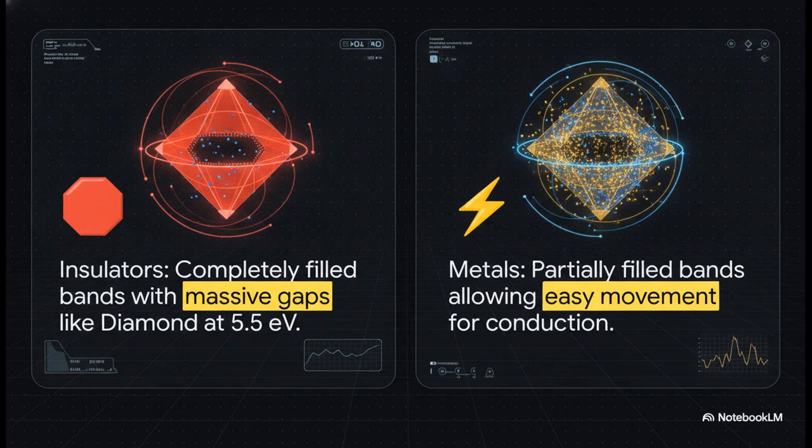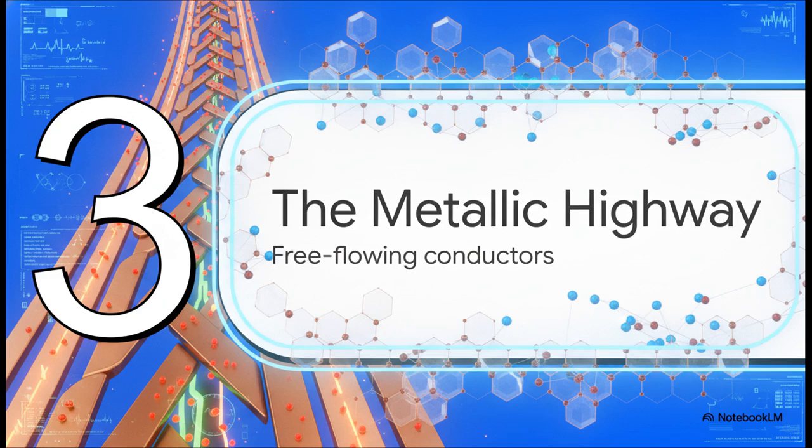Take insulators, like diamond, for example. They have completely filled bands with massive energy gaps right above them. In diamond, that gap is a whopping 5.5 electron volts. The electrons are stuck in a total quantum gridlock. They simply don't have the thermal energy to jump that massive gap. Metals, on the other hand, have partially filled bands, so they have plenty of open lanes right above their highest electrons, allowing for super easy movement and conductivity. Let's dive deeper into that open lane in part 3, the metallic highway.